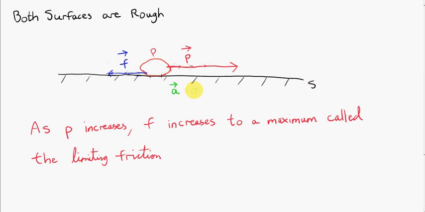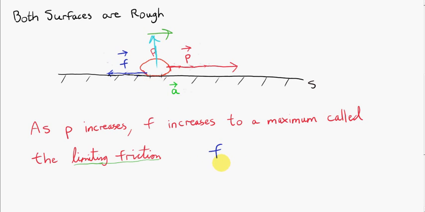The acceleration is no longer zero. So the particle is moving to the right. And the limiting friction won't change. Actually, it will decrease a little bit, but for our purposes, we will assume that the limiting friction remains constant. And what is the magnitude of the limiting friction? Well, it depends on the weight of the particle, actually. But more accurately, it depends on the force on the particle due to it being in contact with the surface. That's the normal force, the force that's perpendicular to the surface of contact.